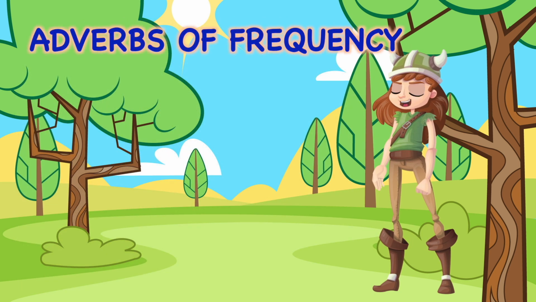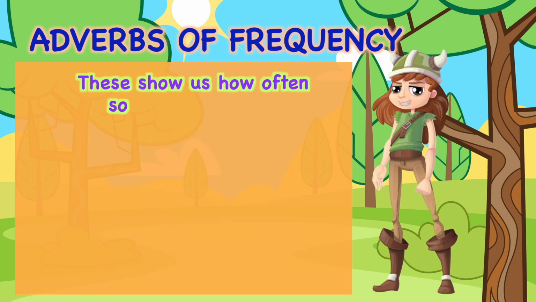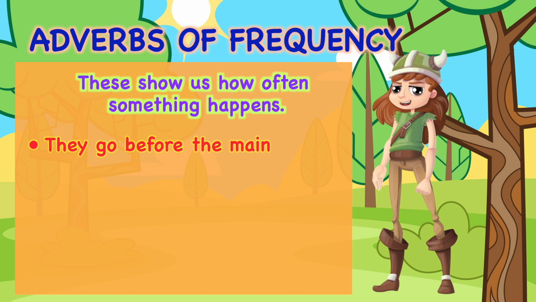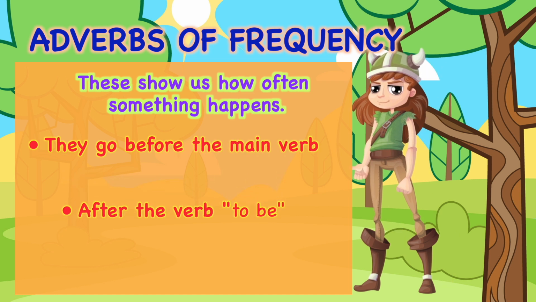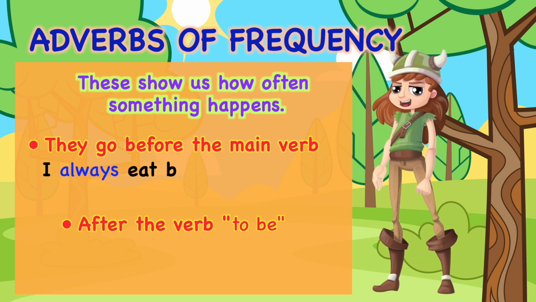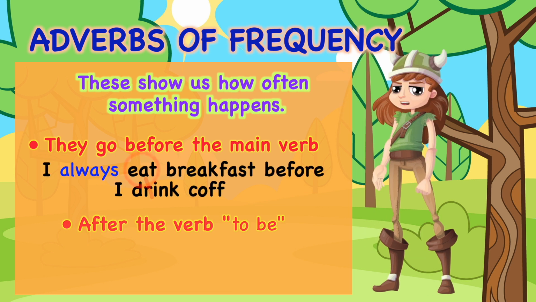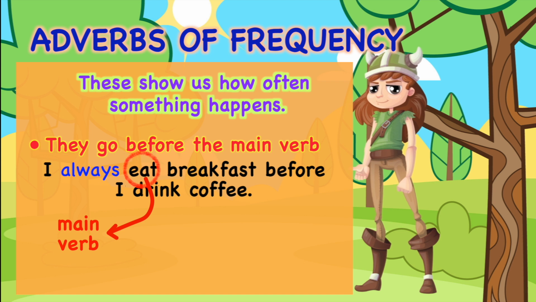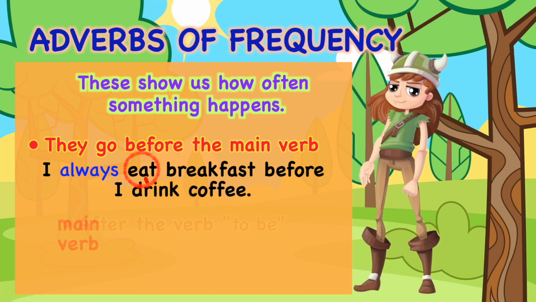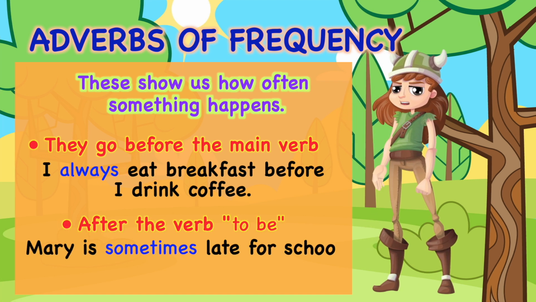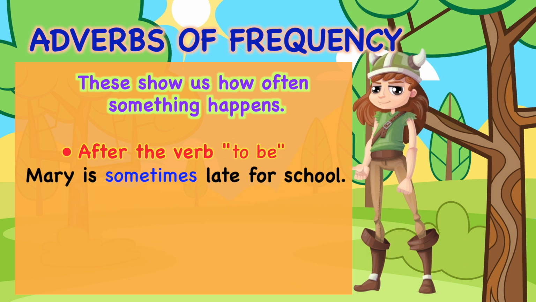We use present simple with adverbs of frequency. These show us how often something happens. They go before the main verb, but after the verb to be. I always eat breakfast before I drink coffee. Mary is sometimes late for school.